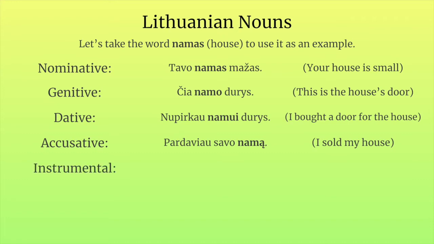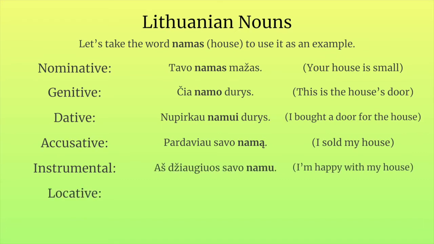Instrumental. The way I think of the instrumental case, it's something with something. It's like an instrument to the hands. Aš džiaugiuos savo namu. I'm happy with my house. Locative. The locative locates something. Aš name. I'm in the house.